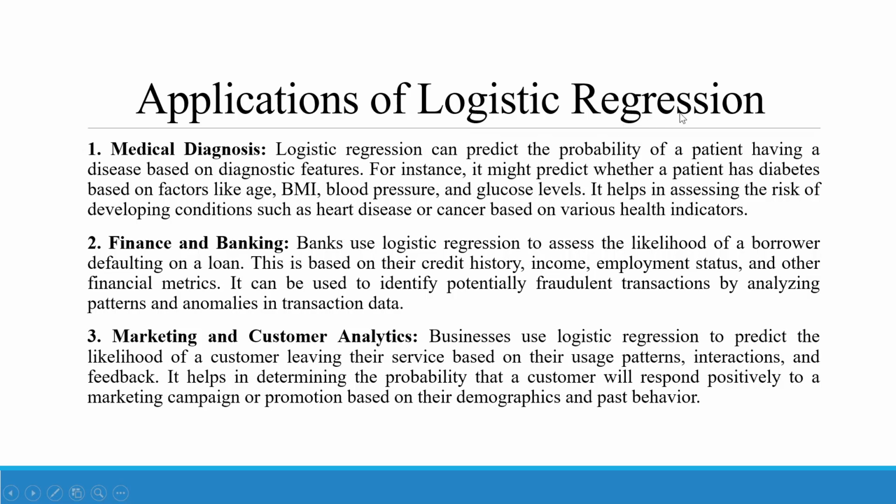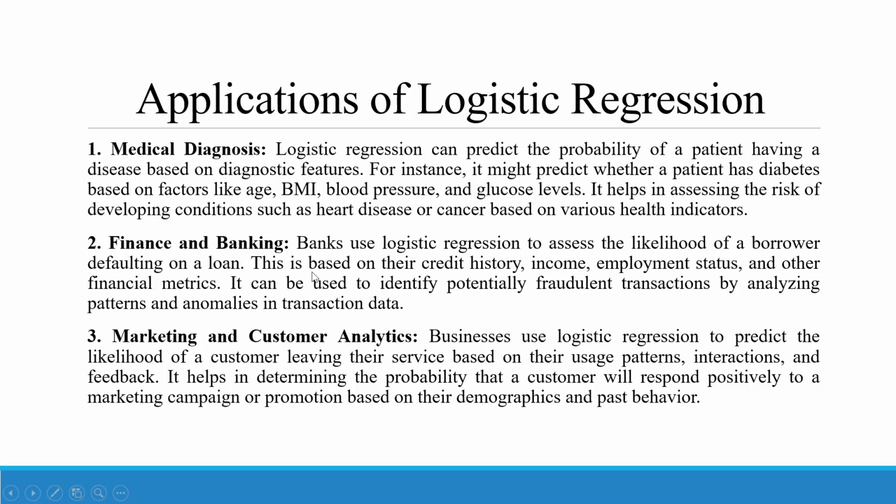Applications of logistic regression will start with medical diagnosis. Logistic regression can predict the probability of a patient having a disease based on diagnostic features. For instance, it might predict whether a patient has diabetes based on factors like age, BMI, blood pressure, and glucose level. It helps in assessing the risk of developing conditions such as heart disease or cancer based on various health indicators.